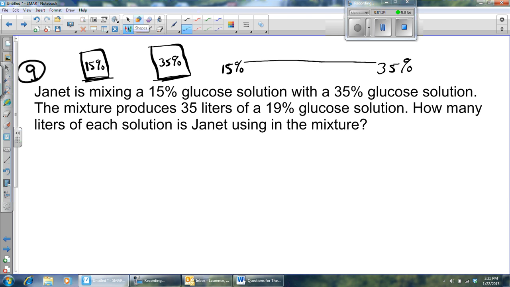Now, I think about this as a slider on a number line. What's going to happen? Well, my slider, let's pretend I use all 15% solution, is going to be all the way over here, right? As I add 35% solution, it's going to move away from the 15%. If I use a little bit of 35, it's only going to move a little bit. If I use a lot of 35, it's going to move a lot. It can only be here if I use all the way at 35 if I use 0% of the 15. So think about it as a slider.